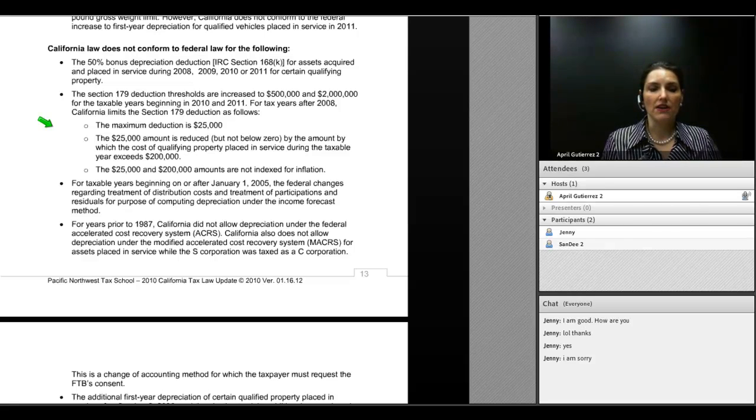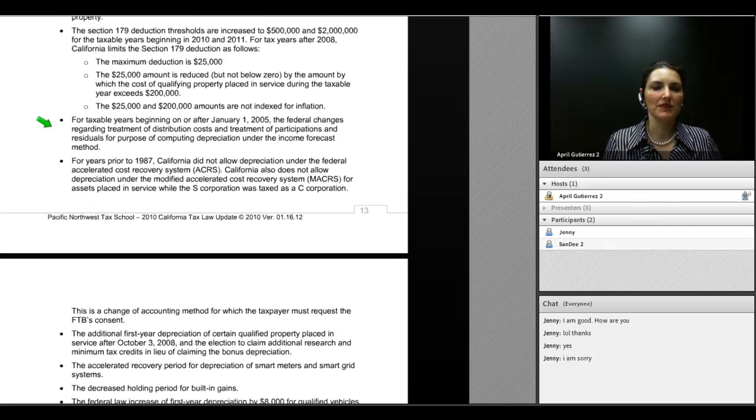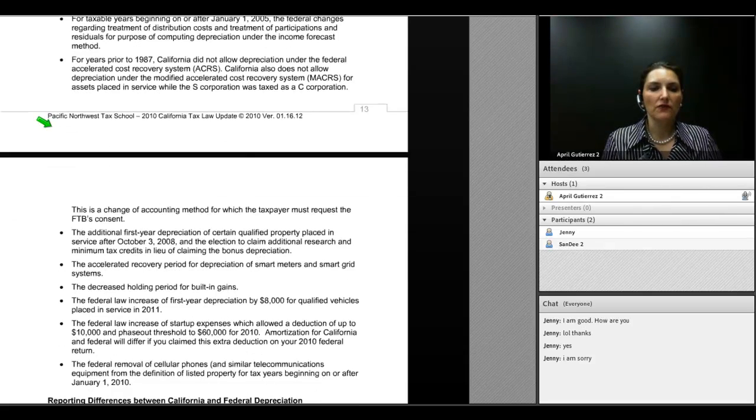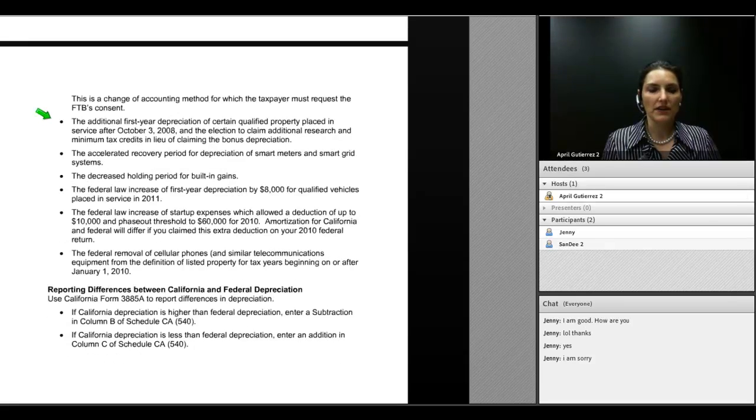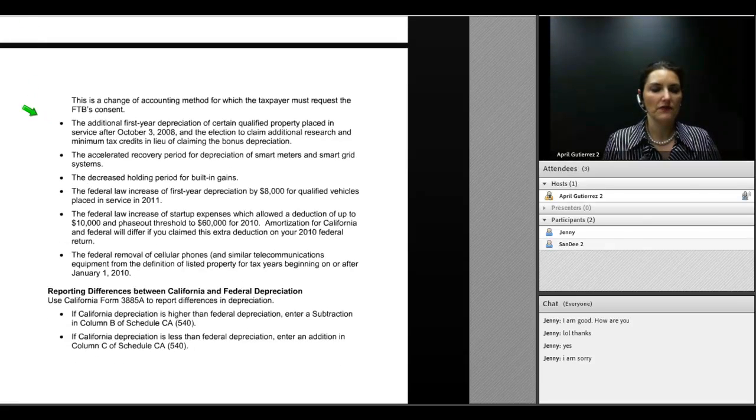Also, for taxable years beginning on or after January 1, 2005, the federal changes regarding treatment of distribution costs and treatment of participations and residuals for purposes of computing depreciation under the income forecast method differs. For tax years prior to 1987, California did not recognize the ACRS, the accelerated cost recovery system, so there can be differences carrying forward through time for that.